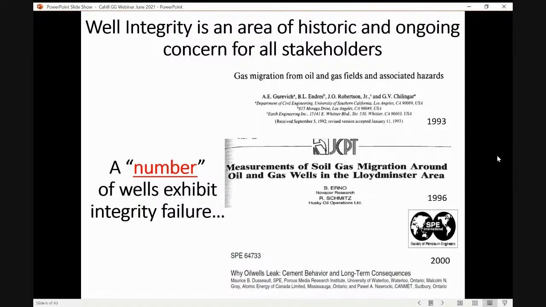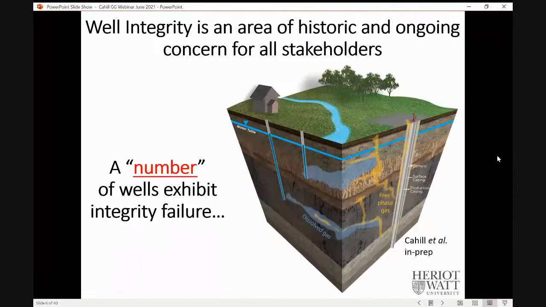And to demonstrate that point, there was some very nice work done in the 90s. This is something which really isn't a big surprise to industry, and they've been trying to get this sorted out where they have these more rare occasions of this. Pretty much it is accepted that there is a number, in inverted commas, of energy wells which do exhibit this integrity failure.